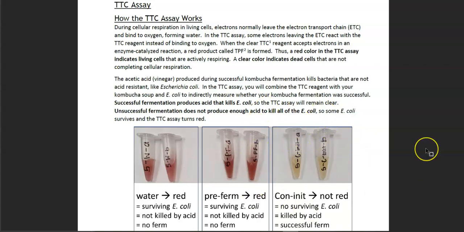Sometimes these kombucha tubes will look slightly yellow. That is the diluted tea color. So we don't care about yellow. We care about the amount of red. Yellow is 0% red. Orange is some red. So we care about orange because it's secretly red. We don't care about any color that's not red. Okay, so hopefully this makes sense to you. The more acid produced, the less red, the more successful your fermentation was.